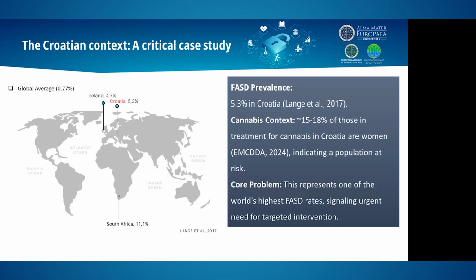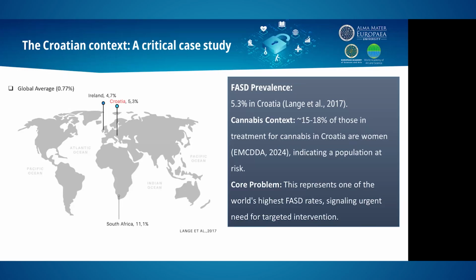So I want to first start by looking at why this review is so important right here in Croatia. Globally, fetal alcohol spectrum disorder, which is one of the common consequences of prenatal alcohol exposure, affects under 1% of children globally. But in Croatia, the rate is 5.3%. That is nearly 7 times the global average and one of the highest rates in the world.